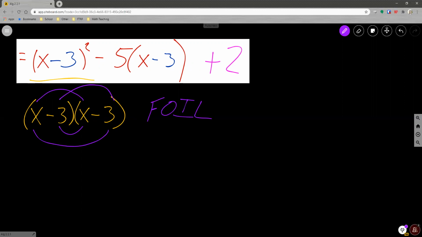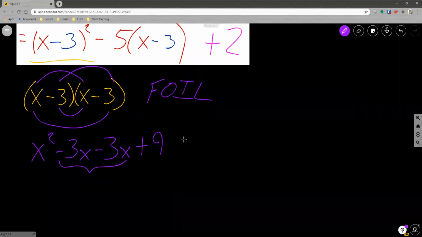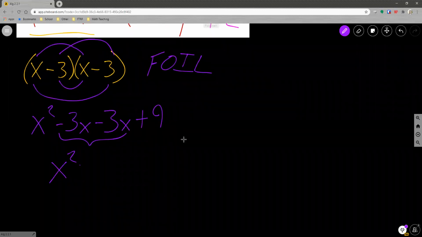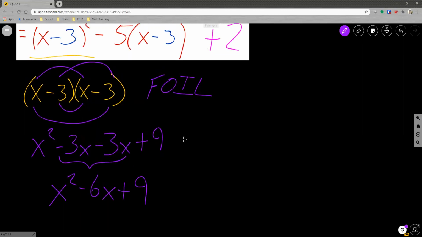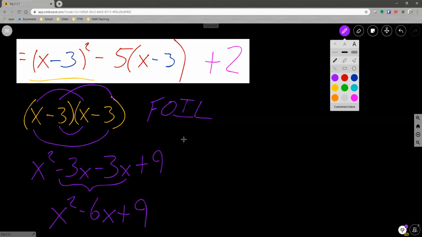So what happens there is I get x times x is x squared, x times negative 3 is negative 3x, negative 3 times x is also negative 3x, and finally negative 3 times negative 3 gives me positive 9. I can combine like terms, so let's go ahead and do that. And I end up with x squared minus 6x plus 9. I've now simplified the first part.